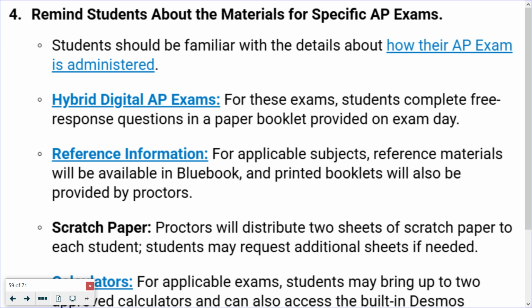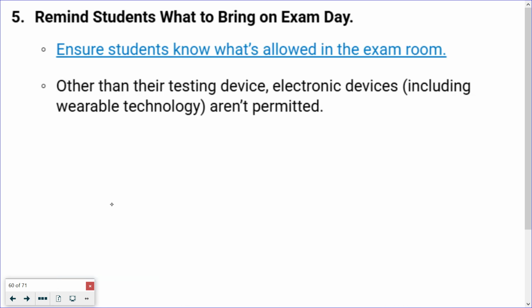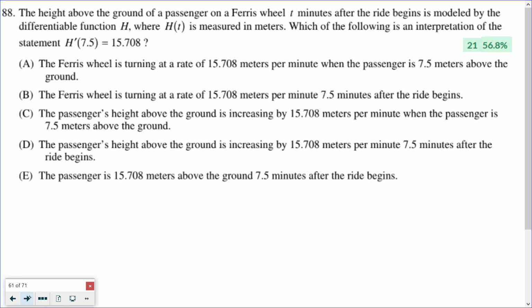Remind students about the materials needed for AP. Obviously, for AP Calc, you just need your calculator, correct? And make sure you are in Radian mode, right? If you're in physics, when's the physics test? The 6th? So then you take that one. So make sure for physics you're in degree mode, right? And then I'll remind you guys what to bring on exam day. For us, it's just a calculator.